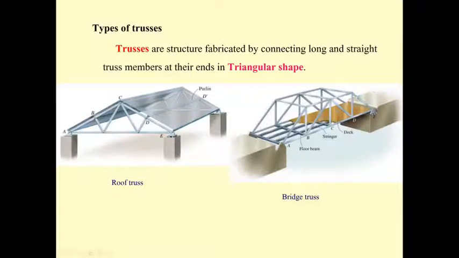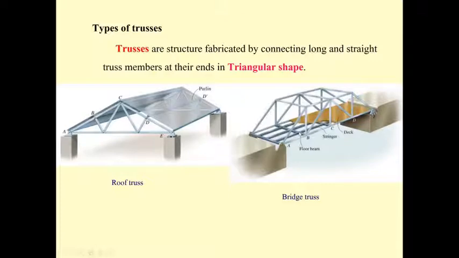So when the traffic comes, and the floor also has dead load, the load is going to transfer from the floor to the stringer, and the stringer is going to be subjected to a uniformly distributed load. Each stringer can be assumed to be a simple beam. Then the reaction of the stringer will transfer to the floor beam.